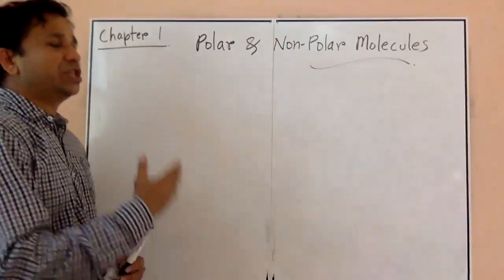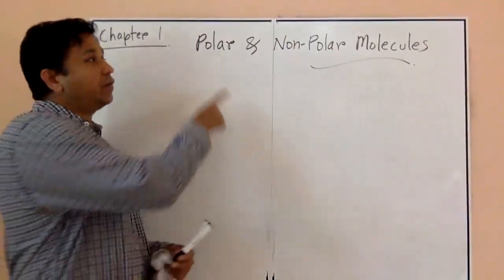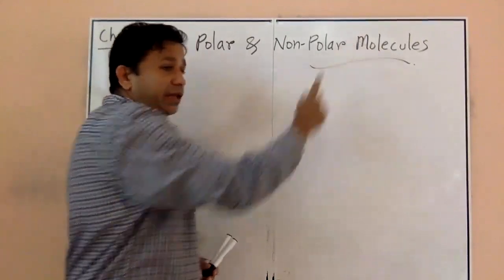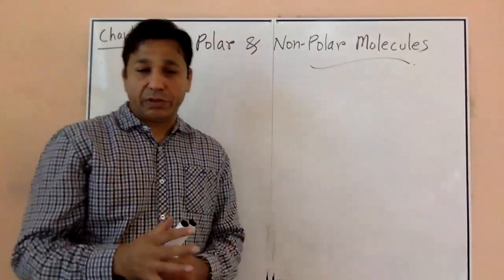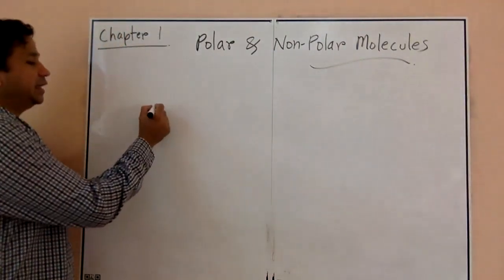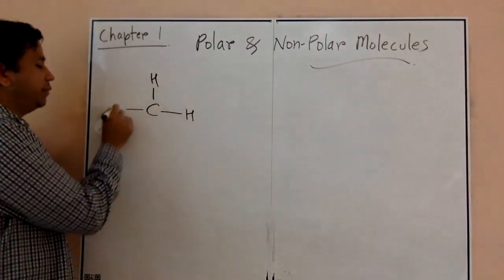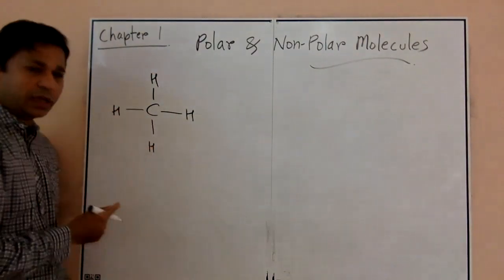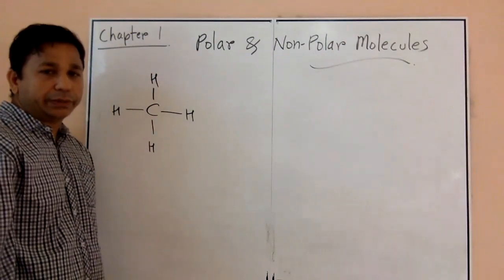Alright, so now we know which is a polar bond and which is a non-polar bond. Now we can find out which is a polar and non-polar molecule. Okay, so we're looking at the whole picture now, the entire molecule, not just one bond. Let's say you have a molecule which is methane, and you want to find out, is this a polar or non-polar molecule?